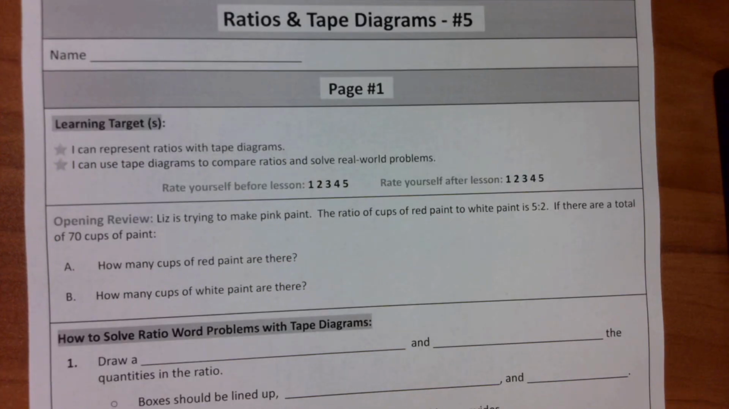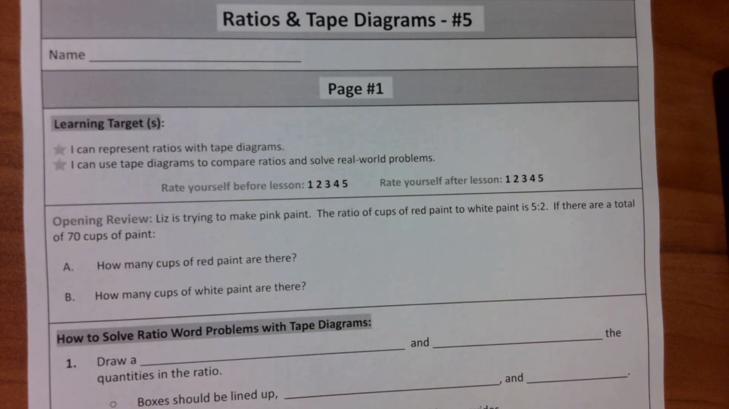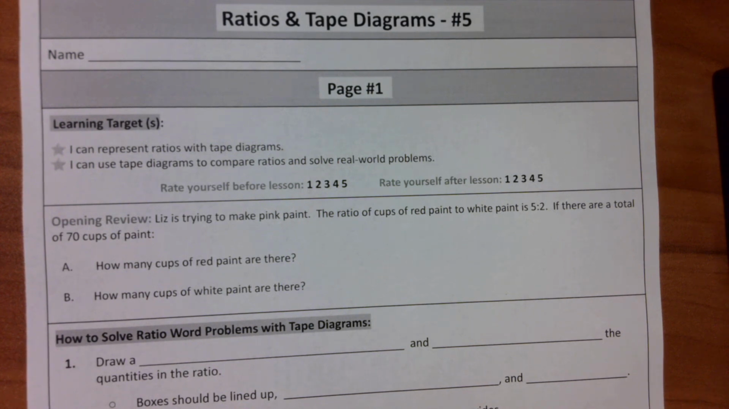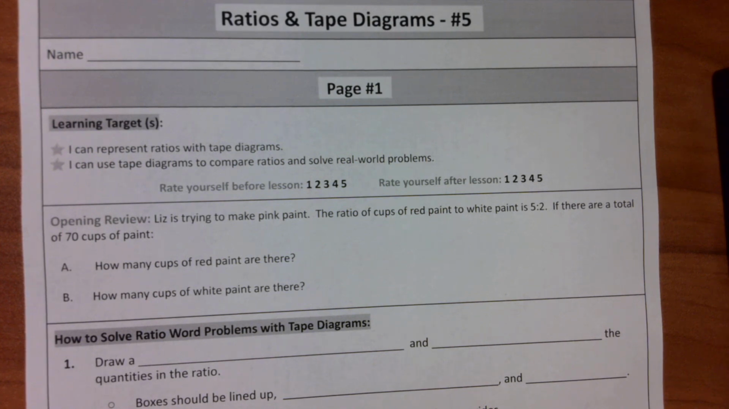Let's take a look at our opening problem. Liz is trying to make pink paint. The ratio of cups of red paint to white paint is 5 to 2. If there are a total of 70 cups of paint, how many cups of red paint are there? How many cups of white paint are there? Pause the video and complete this problem on your own.